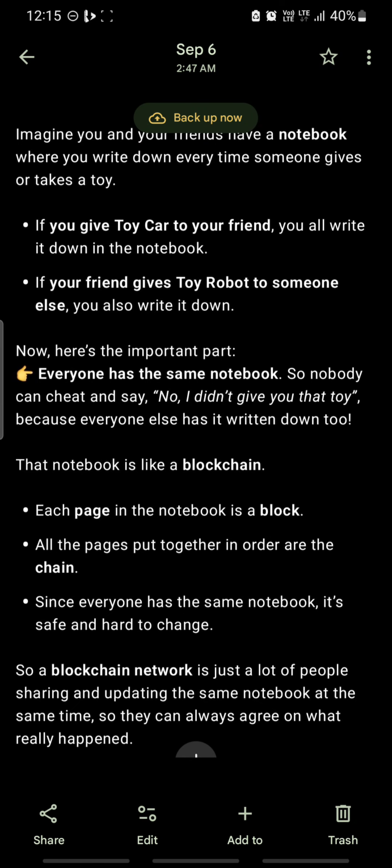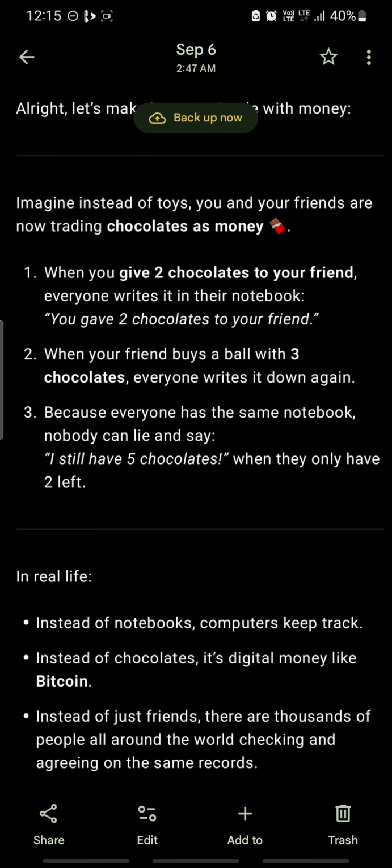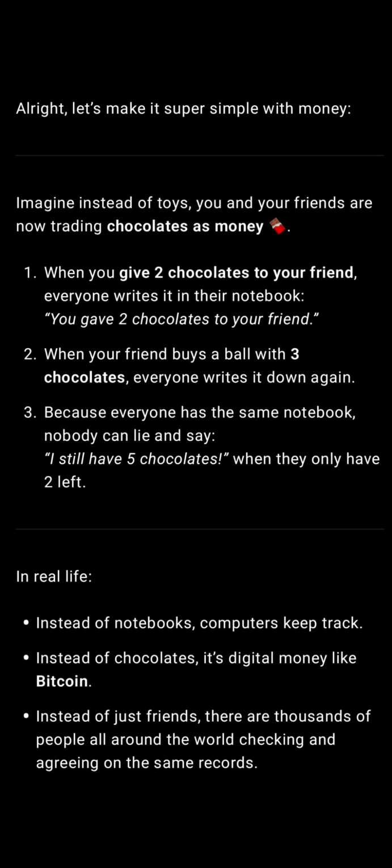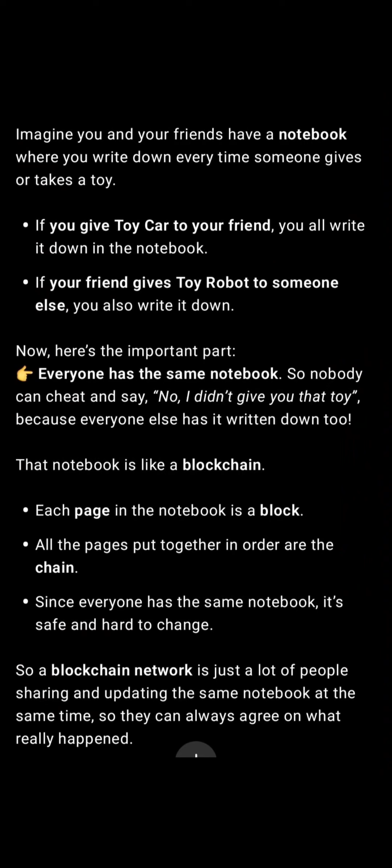That notebook is like a blockchain. Each page in the notebook is a block. All the pages put together in order are the chain. Since everyone has the same notebook, it's safe and hard to change, which I made known in my previous video. So this is more like a recap.